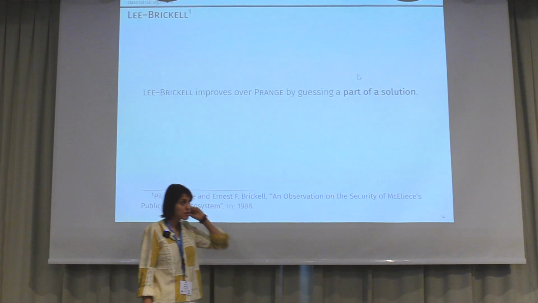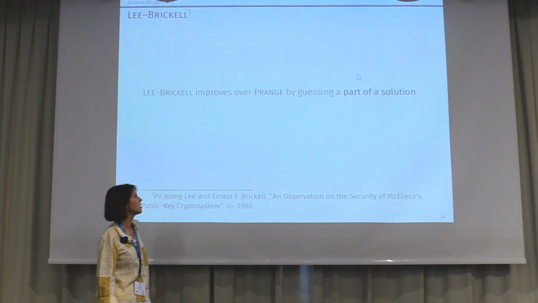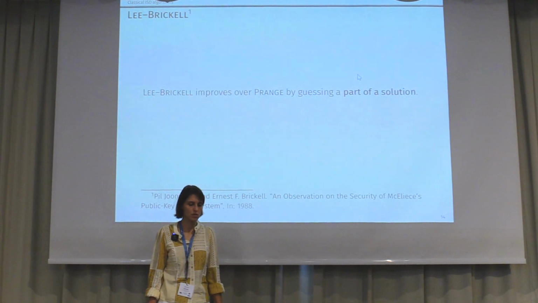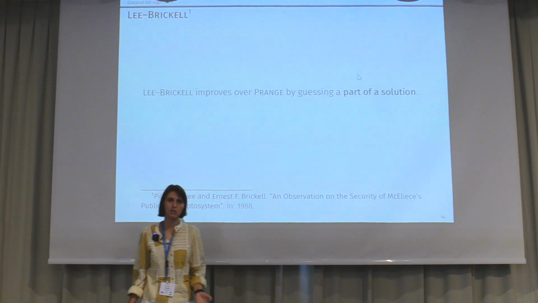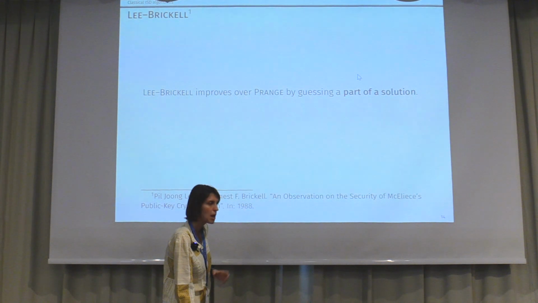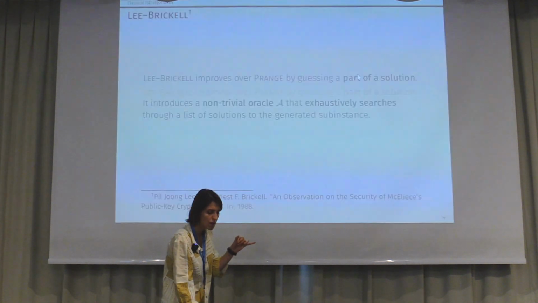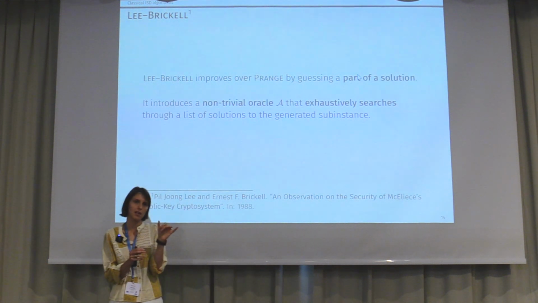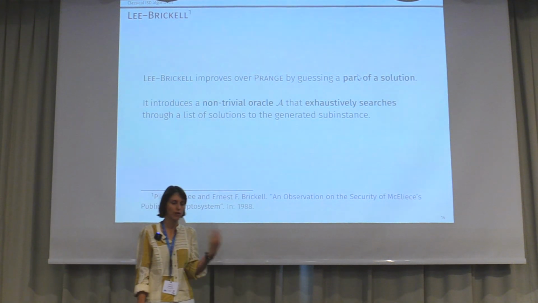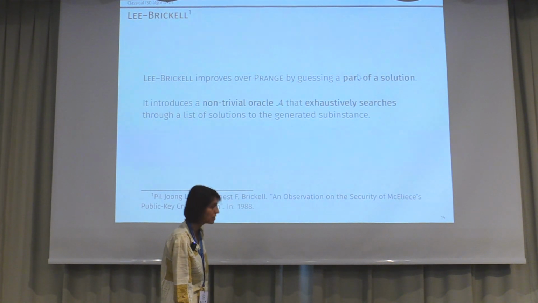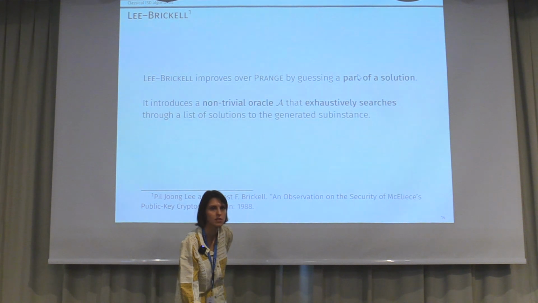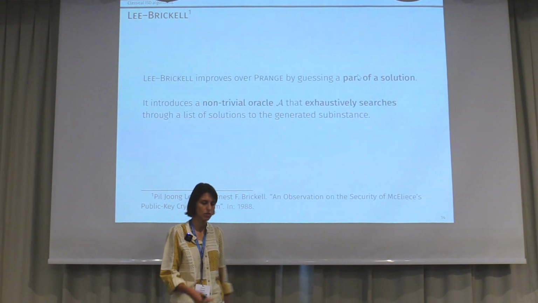The first improvement over this very basic first algorithm came from the idea of Lee and Brickell, who managed to create a non-trivial instance of the problem, or used a non-trivial oracle to solve a sub-instance of the problem by just guessing part of the solution. Now instead of guessing the full solution, you're just guessing certain positions, and for the rest, you have a reason to try to solve them using some oracle A. In the case of Lee and Brickell, this oracle A is also not very complex. You're basically just exhaustively searching over all the possible error vectors of a certain weight.